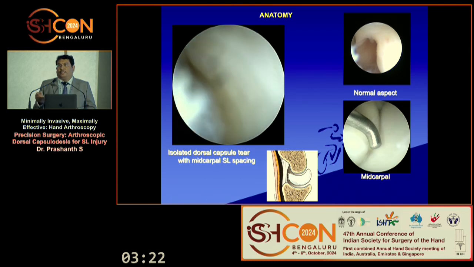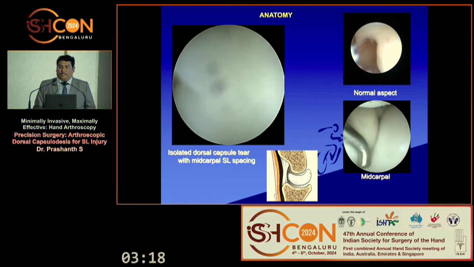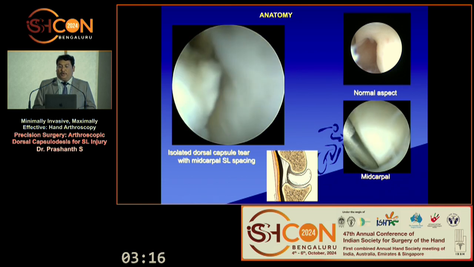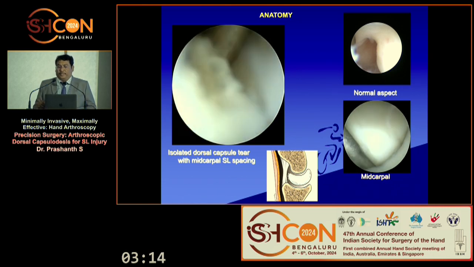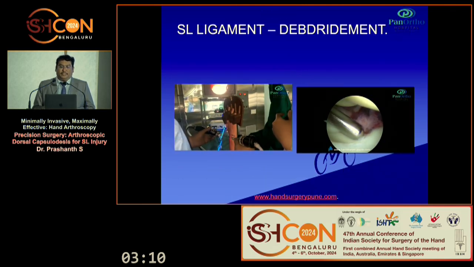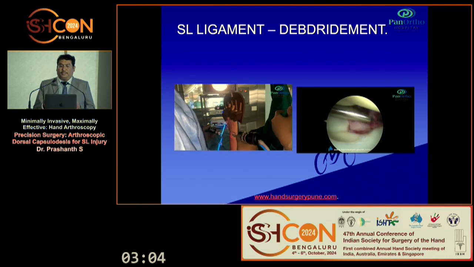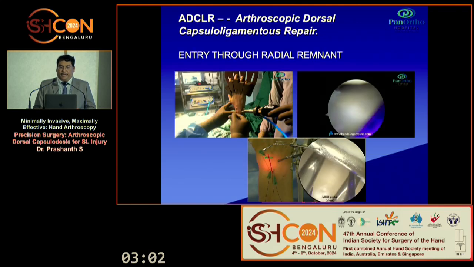You can put a small probe and assess how much the ligament is moving, how much the probe is involving, whether it is type 3 or type 4. At the same time, assess either side of the ligament stretcher. So once you debride this, look through the ulnar portal, do the radiocarpal, then go to the midcarpal portal, shift the portals and do a debridement.